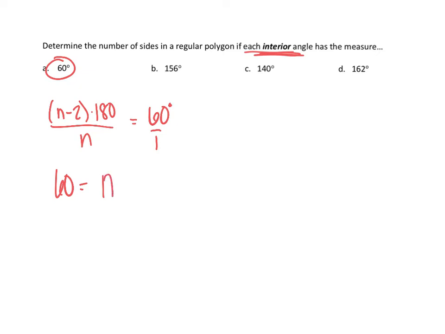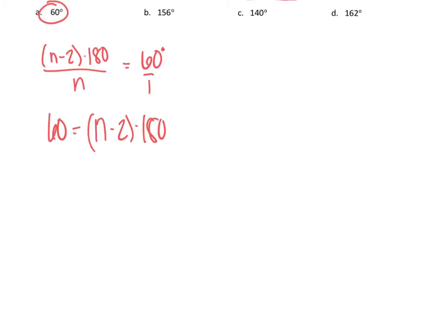1 times (n minus 2) times 180. I don't need to put the 1 times there. And I missed an n. When I do my cross products here, I should get 60n. Now I'm going to go ahead and solve this by first distributing the 180, and then I'm just going to solve here.